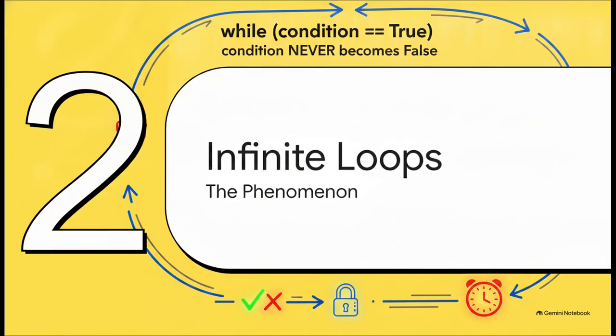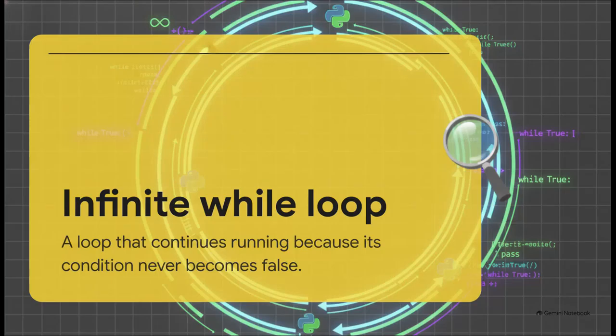All right, moving right along to Section 2, the infinite loop phenomenon. So, you probably already know that a standard loop continues as long as its condition evaluates to true, right? And it naturally stops when it becomes false. But what happens when that condition never becomes false? Well, that exact scenario creates what we call an infinite while loop. Simply put, an infinite while loop is a loop that continues running indefinitely because it has absolutely no natural stopping point whatsoever. It just keeps going and going and going.